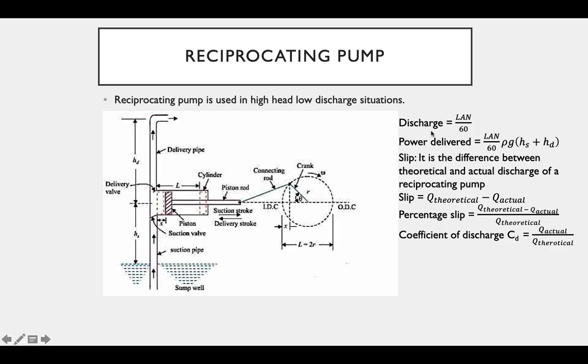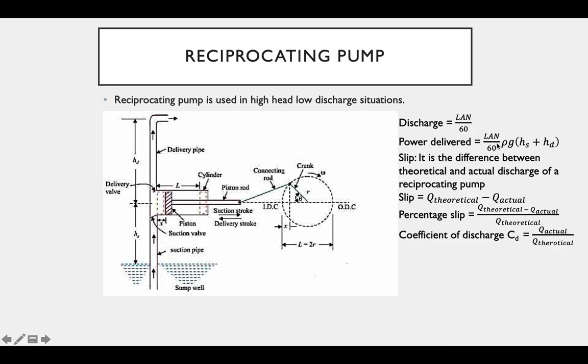So we will see some equations that are required for this pump. One is discharge. Discharge is given by LAN by 60, where L is the length of the cylinder, A is the area of the cylinder. Now area will be pi by 4 d square, where d is diameter. Diameter of the cylinder is usually represented as bore diameter, N is the RPM. So LAN by 60 will give you the discharge, and if it is a double acting reciprocating pump, then discharge will be 2 times LAN by 60.